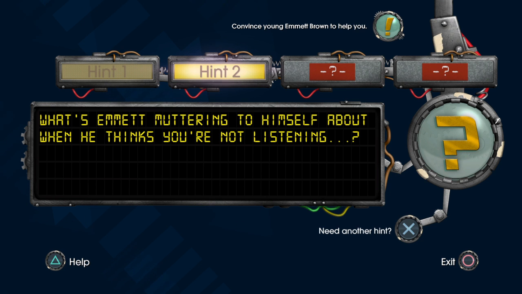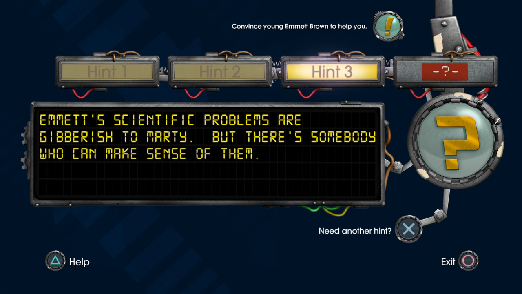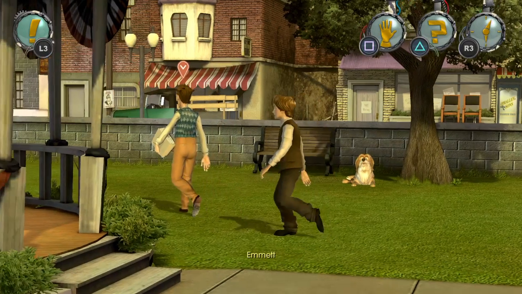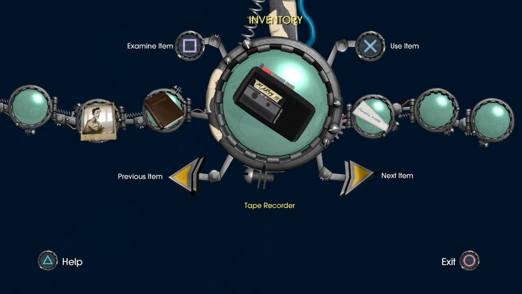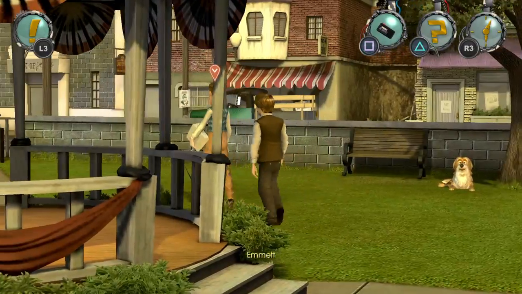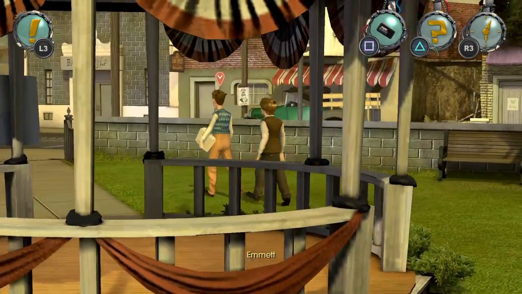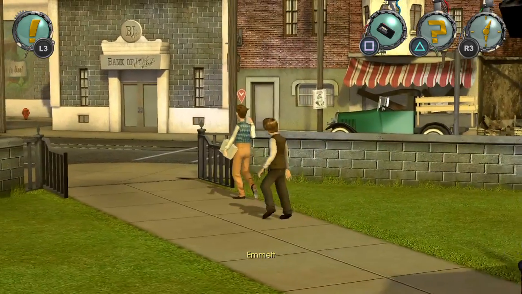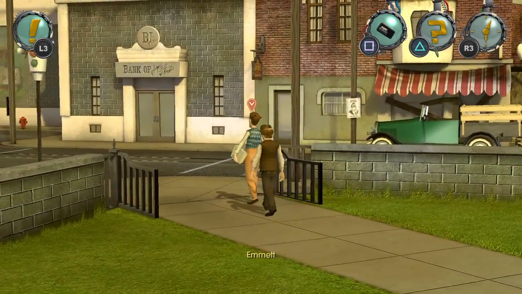Concern yourself about money since you're not listening. And it's nice to reserve gibberish to Marty, but there's somebody who can make sense of them. Yeah, Doc Brown, but how do I get him over there? Try recording. Yeah, that's what I've been trying to do. Okay. Line operator. But in that case, h to the a multiplied by the inverse of a might well be equal to a. How do I use it? I have it in my thing. Equals mass times acceleration.